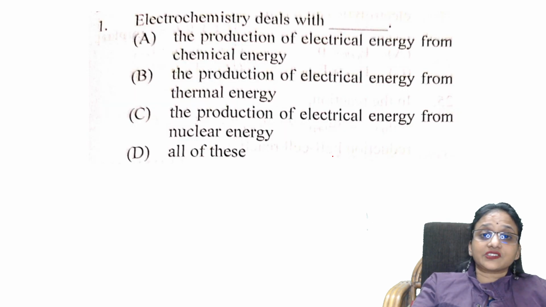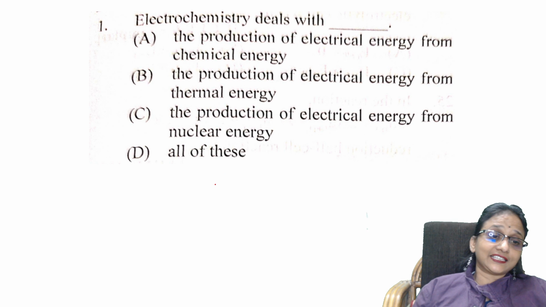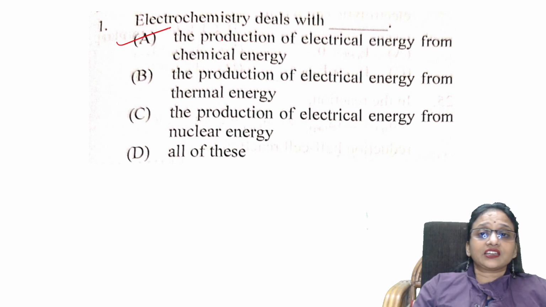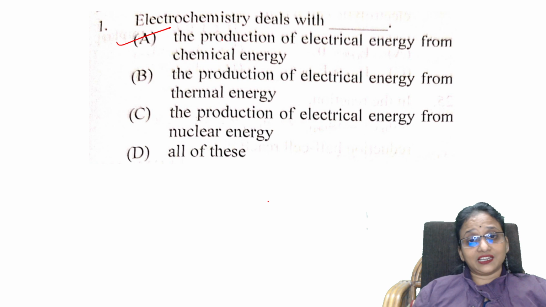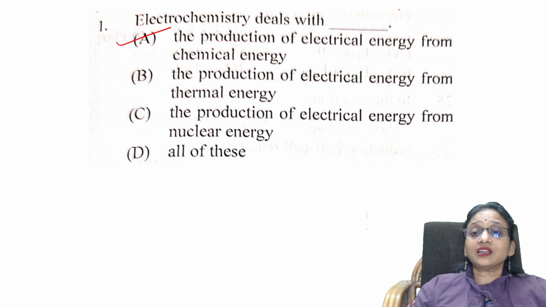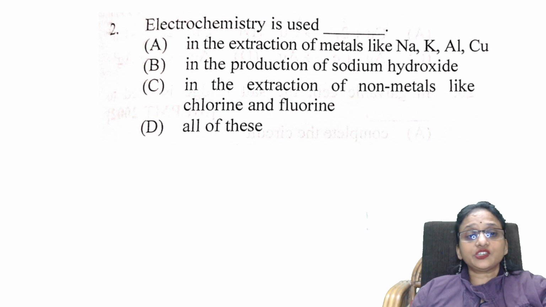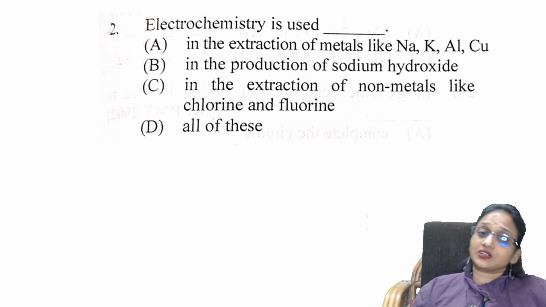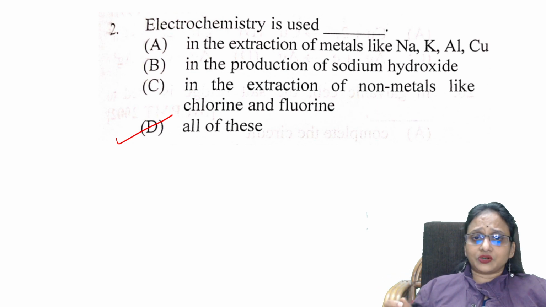Alright, let's start. First thing, electrochemistry deals with, obviously, production of electrical energy from chemical energy, correct? Because of the chemical reactions, electrical energy is released. That is nothing but your 1.1 volts in the Daniell cell. Next question: electrochemistry is used for what? Everything. The answer is all of these. This is a general question. So remember, electrochemistry is used for extraction of non-metals like chlorine and fluorine.